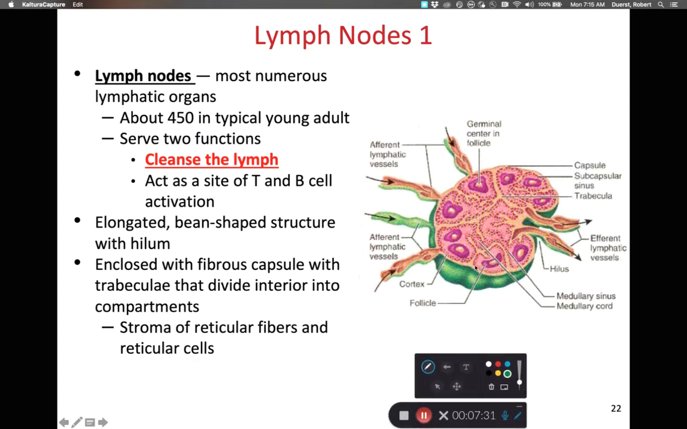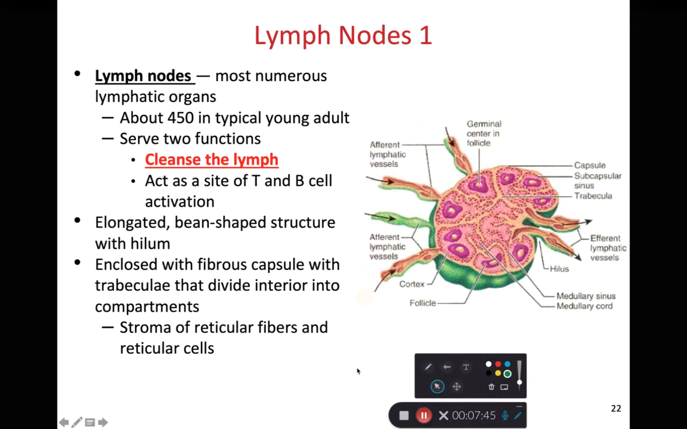Something else that's worth emphasizing is with a lymph node, there's always going to be more input vessels, lymphatic vessels, than there are output. There's always going to be more afferent than efferent lymphatic vessels with a typical lymph node.